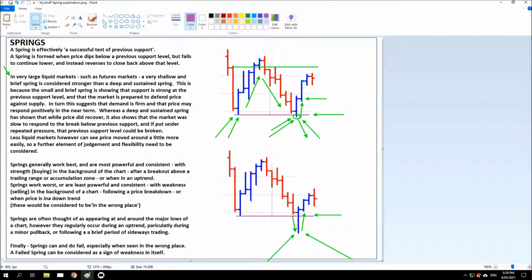And you can see in this case, in response to the spring bar, price continued higher and then a nice little test. Whereas a deep and sustained spring has shown that while price did recover, it also shows that the market was slow to respond to the break below previous support. And if put under repeated pressure, that previous support level could be broken, and then price can actually continue lower. That's the danger.